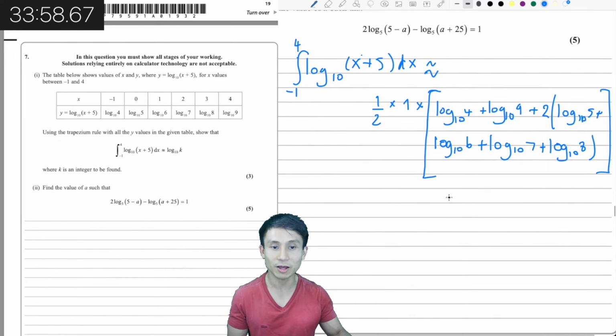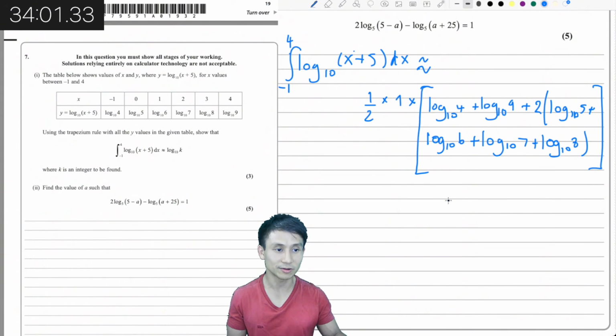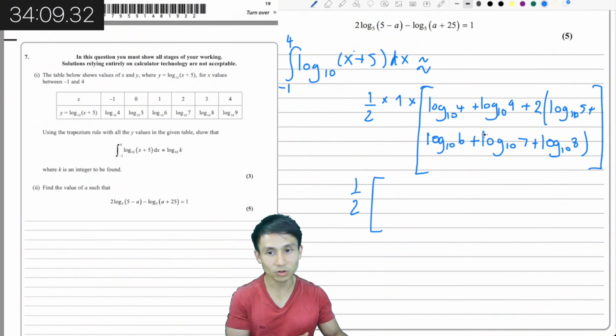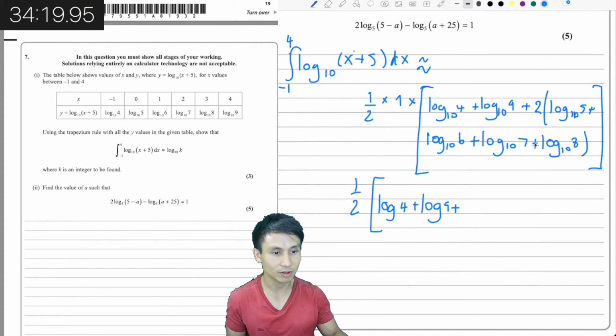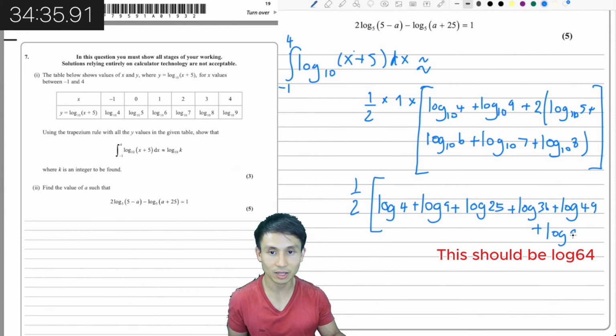Oh, we need to simplify. We can't use a calculator. I mean, we could, but it's not going to give you the answer that you want. So all of them have the same base, right? So we would have to multiply the arguments here all together. So we would have log 4 plus log 9 plus, this is 2. So when you have 2 log 5, it's going to be log 5 to the 2. So this is log 25, right? Plus log 36 plus log 49 and plus log 81.